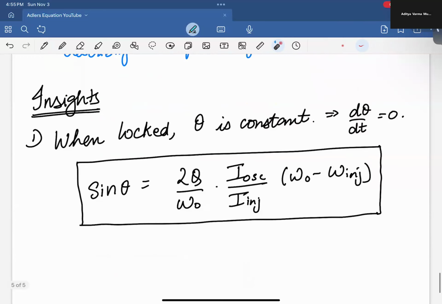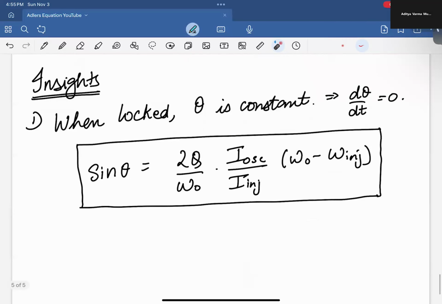So that exactly describes that relationship. And that's very useful actually if you want to design when you deal with injection locking. It's a very useful expression. Okay, so under the locked condition, this is what you get.